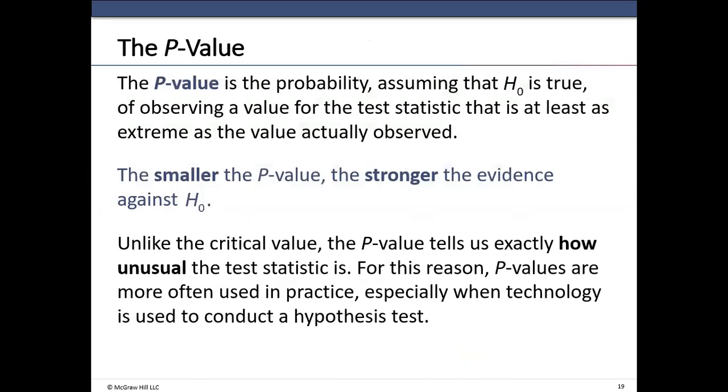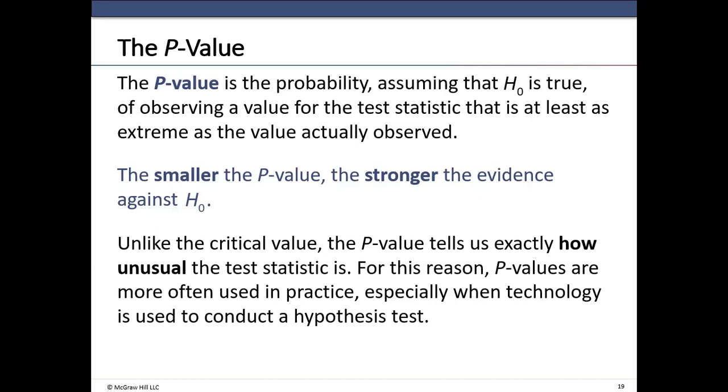The p-value is the probability, assuming that H0 is true, of obtaining a value for the test statistic that is at least as extreme as the value actually observed. What does it mean? Remember, the null hypothesis is a status quo in which we make an educated guess about the population mean. Then we collect a sample, get the sample mean, sample standard deviation, etc. The null hypothesis could be something like mu is equal to some value, the hypothesized population mean.